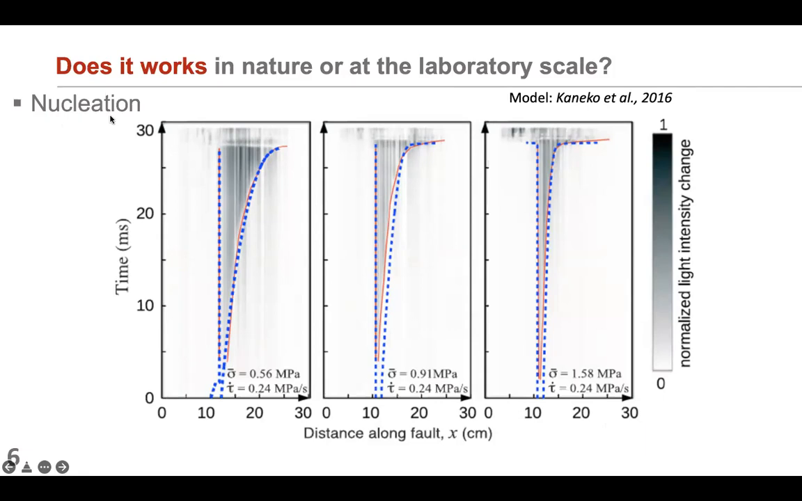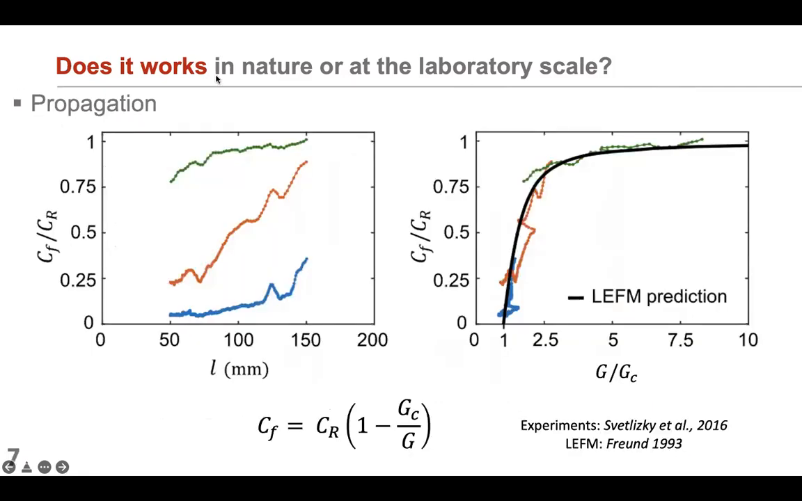So this point was for nucleation. The same exists in terms of propagation. Here are results from experiments conducted by the group of Jay Fineberg in Israel, where they are able to monitor with very accurate precision the rupture speed as a function of the rupture length. And as I showed you before, the acceleration in the rupture velocity at a given point of the fault is expected to be a function of the equation of motion.